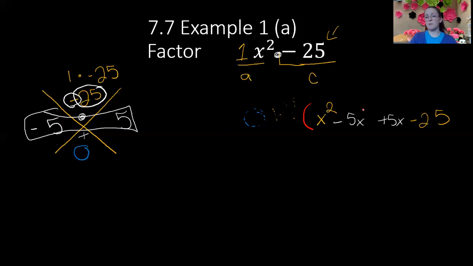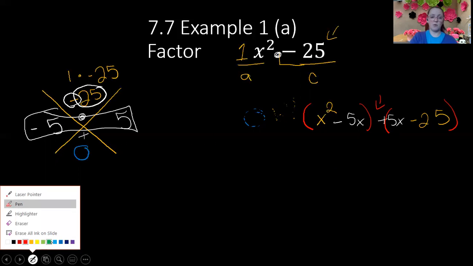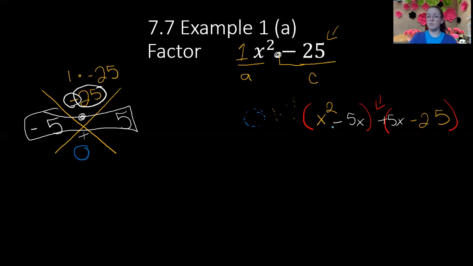We're still going to break this up into pairs, just like we've been doing, with a plus in between, always a plus in between. Then we pull out the greatest common factor of each pair. The greatest common factor of this pair right here is going to be x. If I take x out of x squared, I'm left with just 1x. If I take 1x out of 5x, I'm left with that minus 5.